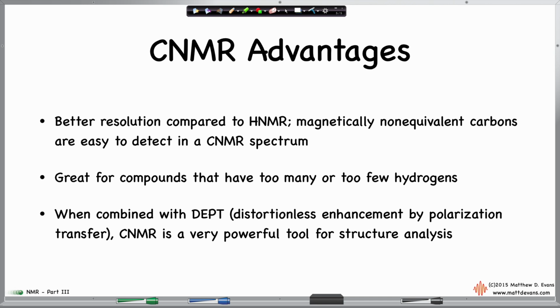Okay, so that's some limitations, although for the most part, if we have concentrated samples, we can do it. The advantages, for sure, are better resolution. So already you've got a chance to collect some CNMR spectra, and you get much better resolution compared to HNMR, even on our NMR magnet, especially on our NMR magnet. Our hydrogen NMR is pretty low resolution, but carbon is very sharp. It's easy to find the peaks. So that means that it's easy to detect magnetically non-equivalent carbons really easily in the NMR spectrum.